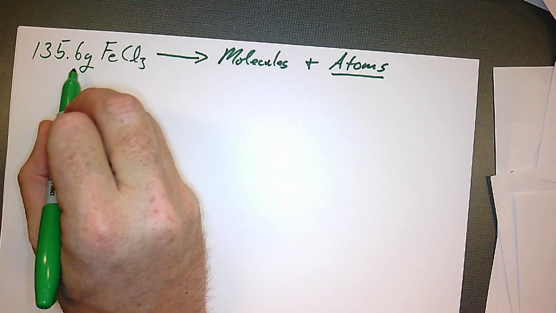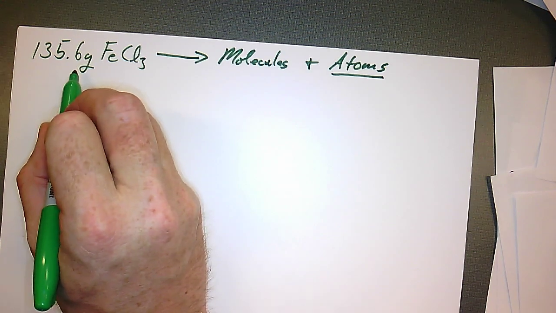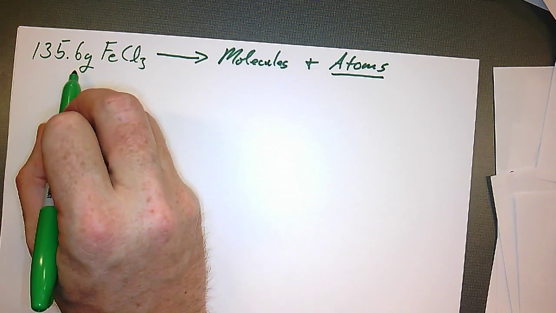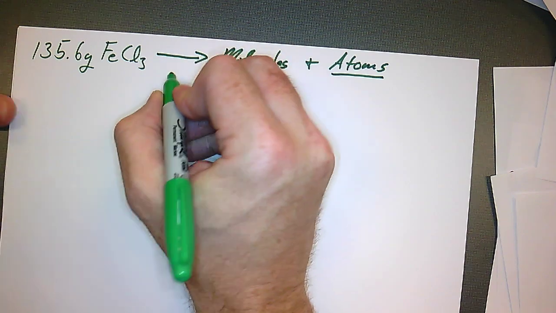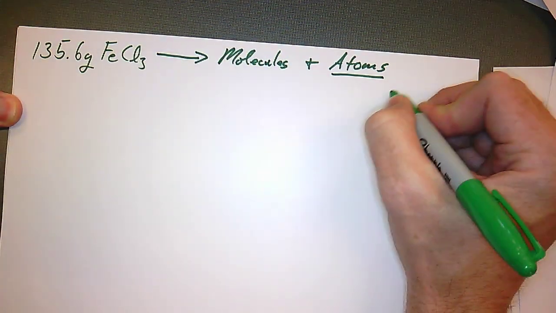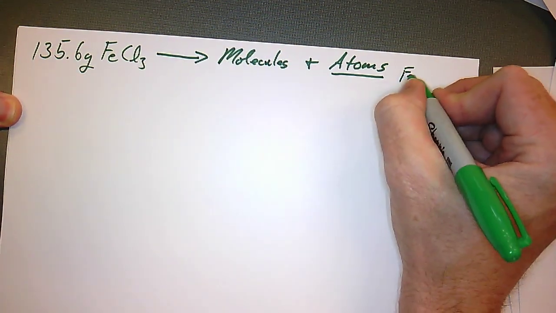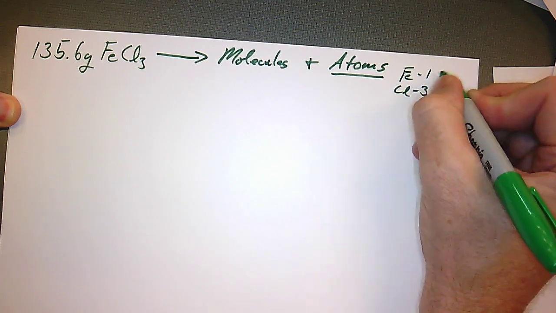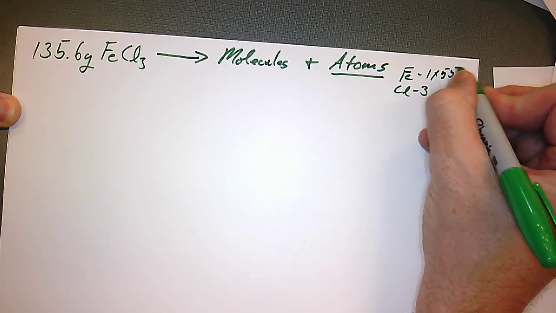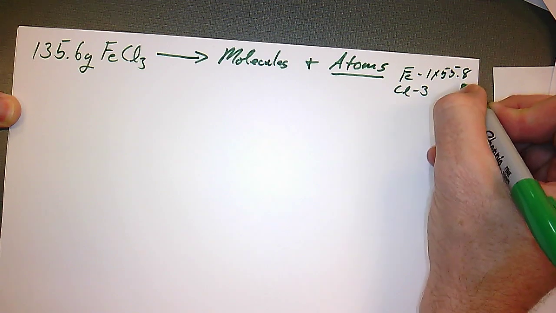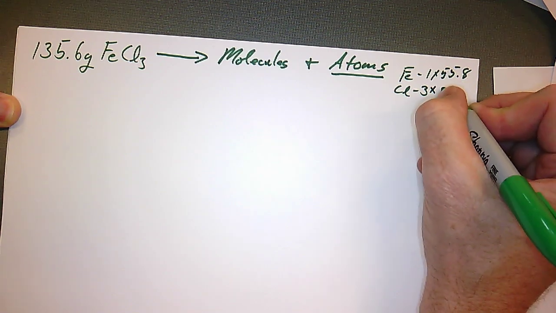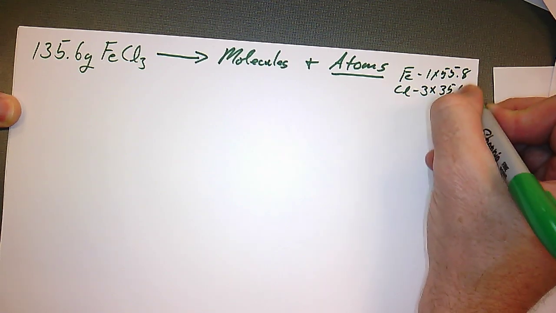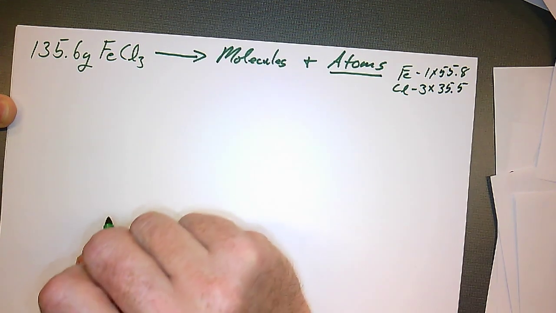Okay, so we're starting with grams, so what's the first thing I need to do? Add them up, yeah, calculate its mass. All right? So, how many Fe's? I got 1. How many Cl's? 3. And then Fe is 55.8. And Cl is 35.5. Off of your periodic table.